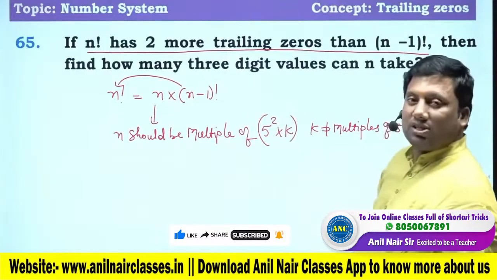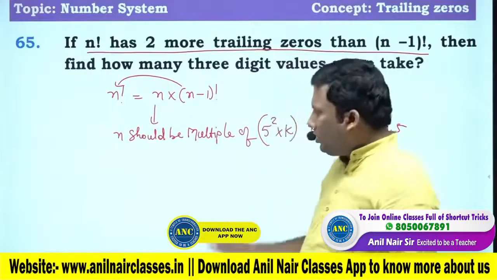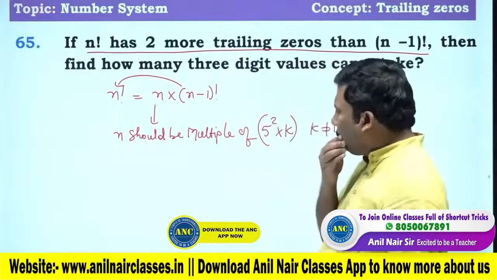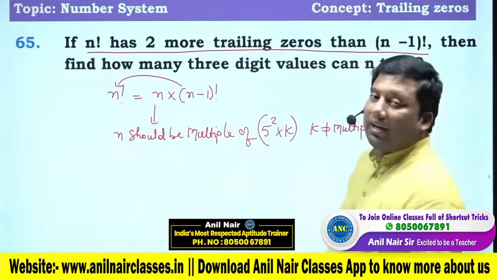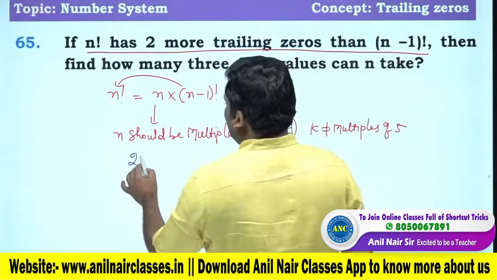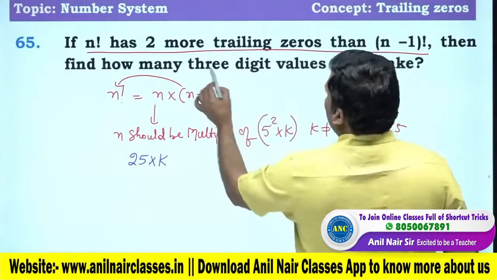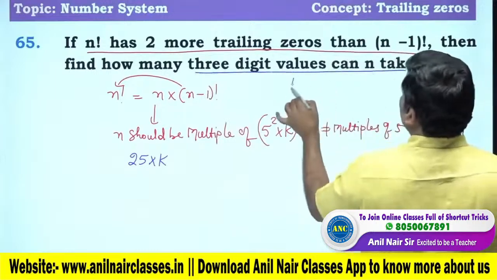2 more trailing zeros, right? 2 more trailing zeros means 10 square. 10 square means I should get 5 square. So it is 5 square into k. So I should get 25 into k. How many 3-digit values can n take?